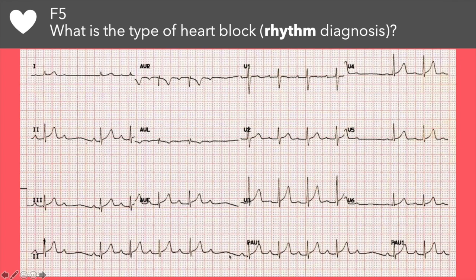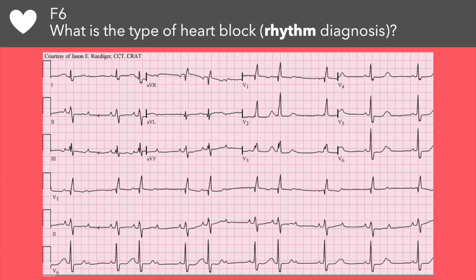PR is also really useful for telling the difference between Mobitz 1, Mobitz 2, and a third-degree heart block. In Mobitz 1, the PR interval will continually increase. In Mobitz 2, the PR interval stays constant. And in third-degree heart block, the PR interval varies. So that's a useful way of differentiating between those three.